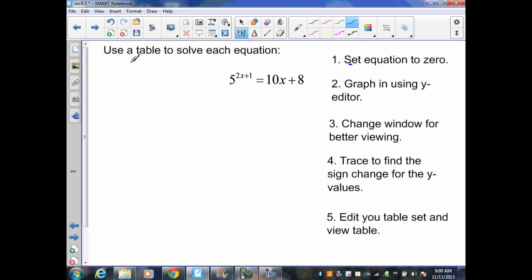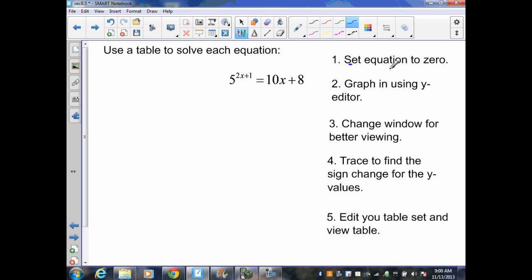In this example, I want to use a table to solve each equation. On the past slides, we've learned how to solve these equations by logarithms, and we've also solved them by graphing two equations and finding their intersection point. This is a third method that I don't find as exact, but it's a good way to look at a change in positive negative signs to find out where a 0 lies.